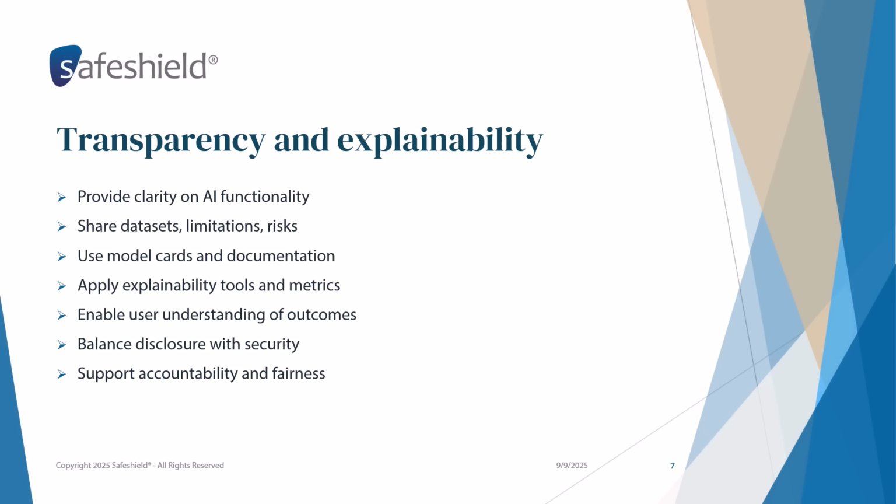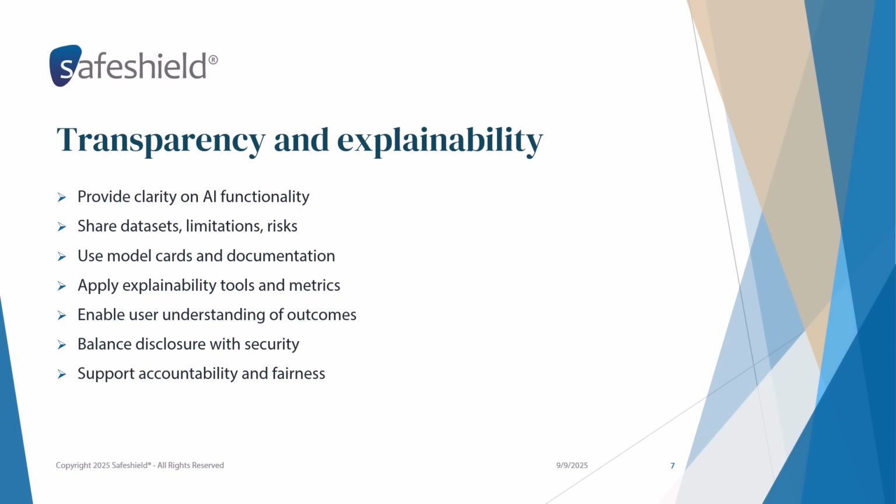To implement transparency, organizations can adopt measures such as publishing model cards, providing documentation about datasets, and disclosing limitations or known risks. Explainability involves using tools and techniques like feature attribution methods, visualization tools, or simplified surrogate models that make AI decisions interpretable to non-technical stakeholders. Transparency isn't about revealing trade secrets, but about ensuring accountability and fairness.